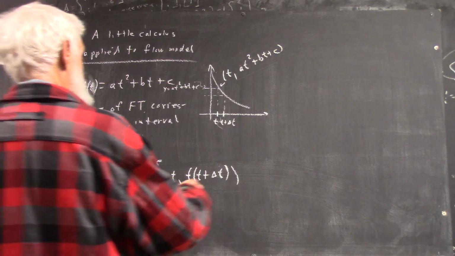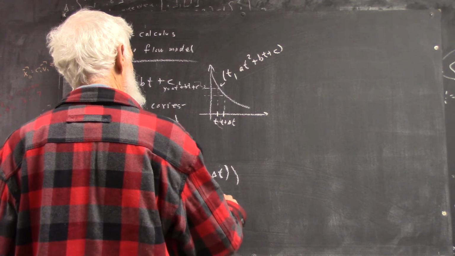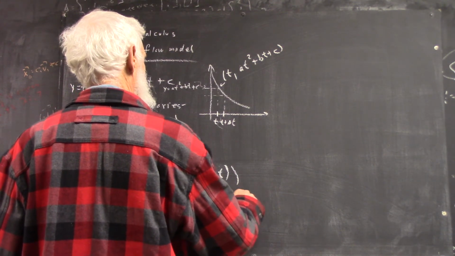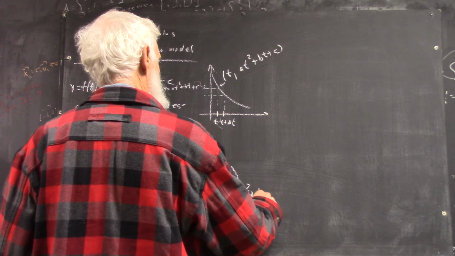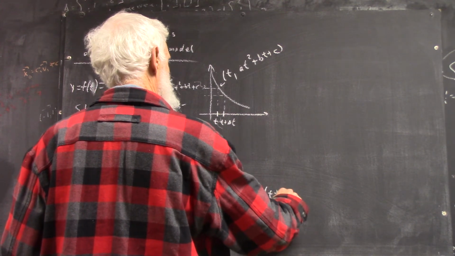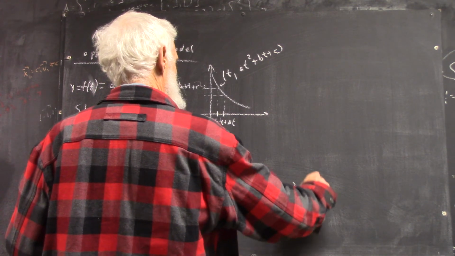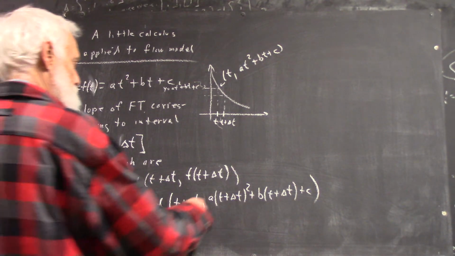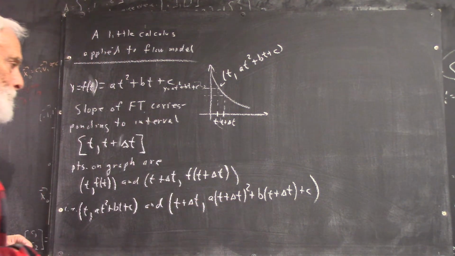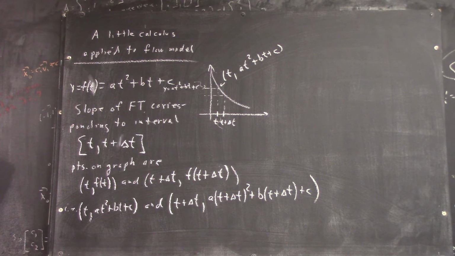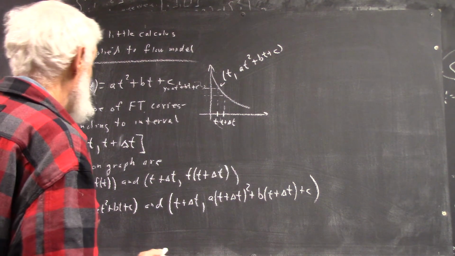Okay. So that means it's a times t plus delta t squared plus b times t plus delta t plus c. Okay? That's what it means. So what's the rise?